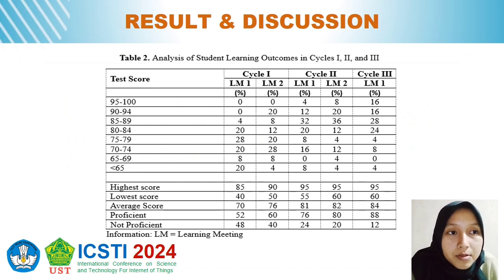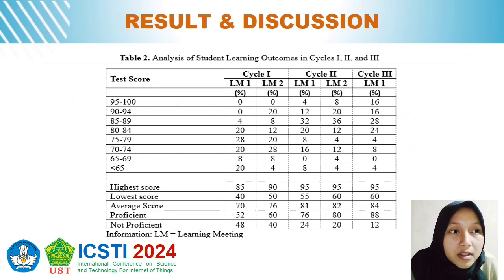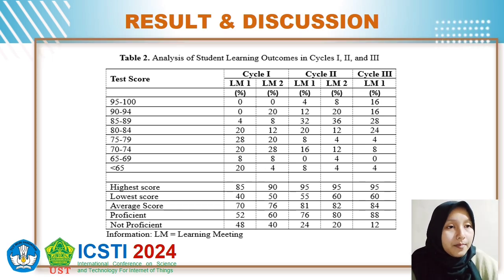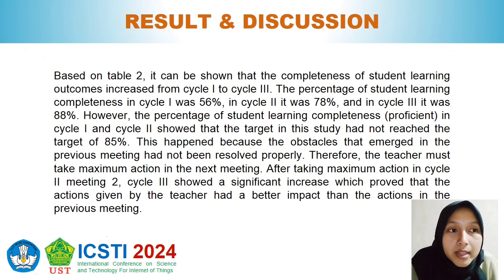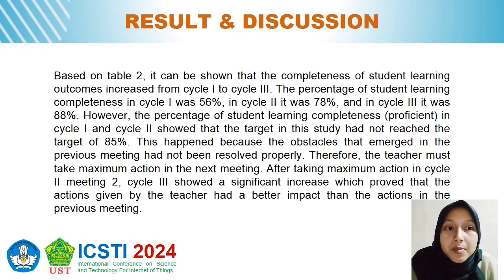Next, table 2, analysis of student learning outcome in cycle 1, 2, and 3. Based on table 2, it can be shown that the completeness of student learning outcome increased from cycle 1 to cycle 3. The percentage of student learning completeness in cycle 1 was 56%, in cycle 2 it was 78%, and in cycle 3 it was 88%.